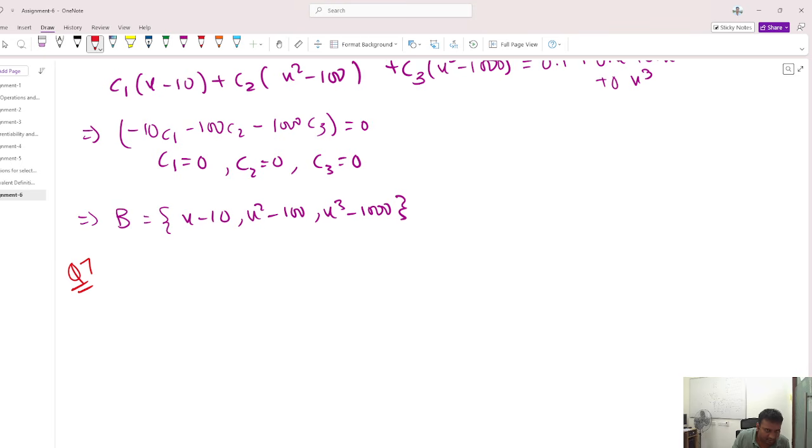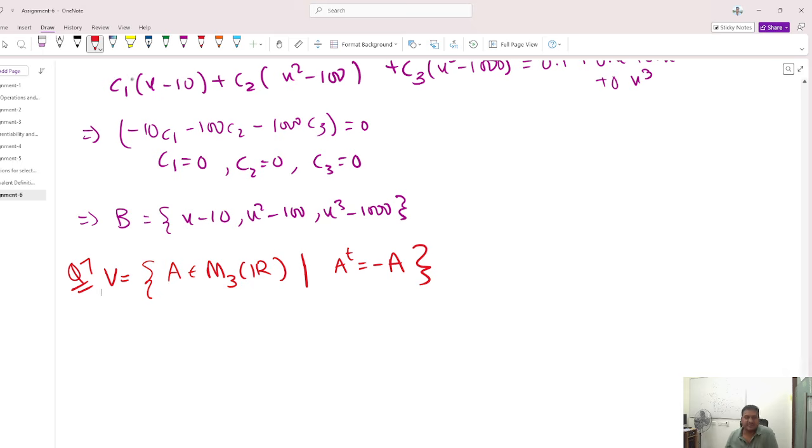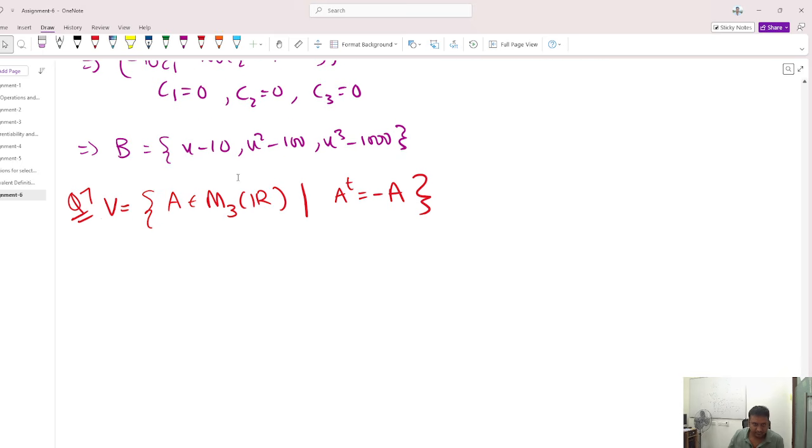So you are given all matrices of order 3 cross 3 with real entries such that A transpose is minus A. You have to check if this is a subspace or not. Over R, of course. You have to check vector space, but this is a subset of M3R, and M3R over R is a vector space. So that should be your logic. You just have to check subspace.